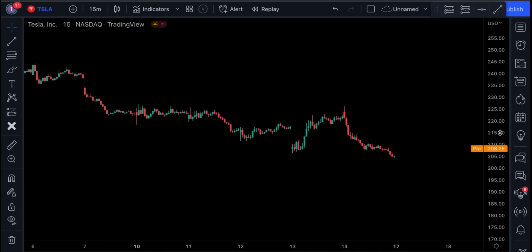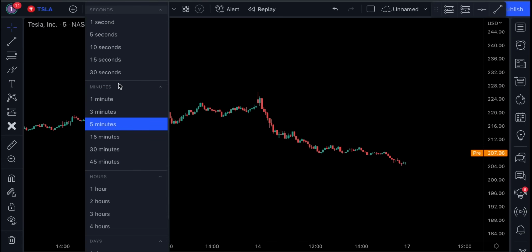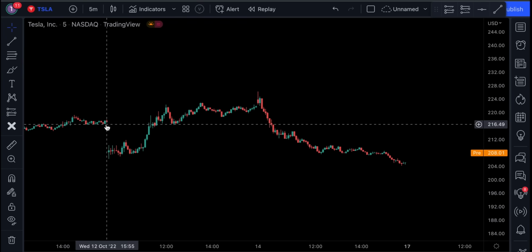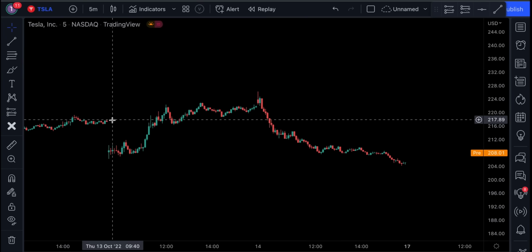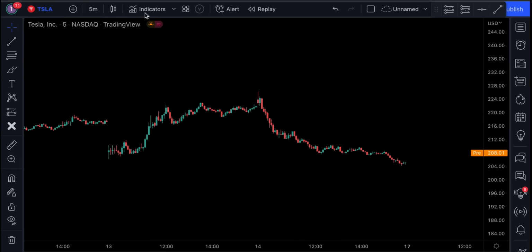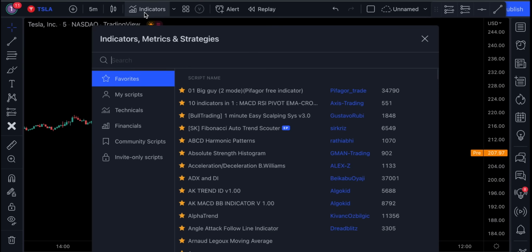This strategy is perfect for trading stocks. You can use it on a 5-minute, 15-minute or even a 1-hour chart. So let's go ahead and build the setup step by step. First, we need to click on the Indicators tab and install the first indicator, which is called the Volume Weighted Average Price.